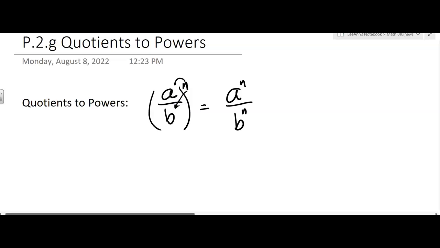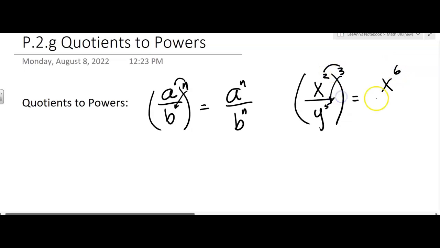Now, my a and b just have exponents of 1, but let me give you an example. So let's say you have x squared over y to the 5th, and then you want to raise that to the 3rd power. Well, then it's going to be x to the 6th, because you're going to go 2 times 3, or 3 times 2, and then over y to the 15th. And that would be the answer.